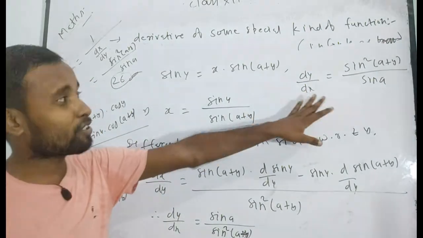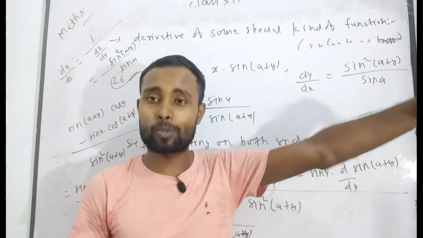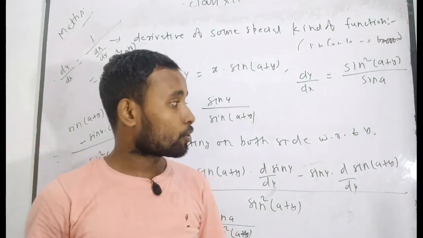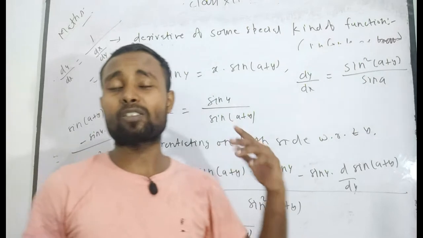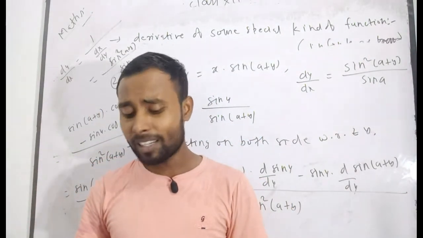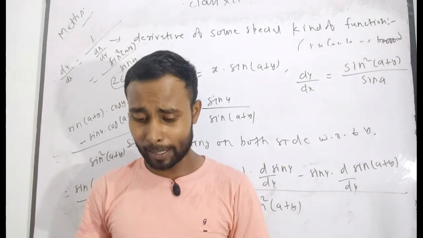In general, a student firstly differentiates on both sides with respect to x. Definitely it will feel troublesome during solving if he tries to differentiate on both sides with respect to x, but definitely by that method it can also be solved very easily.